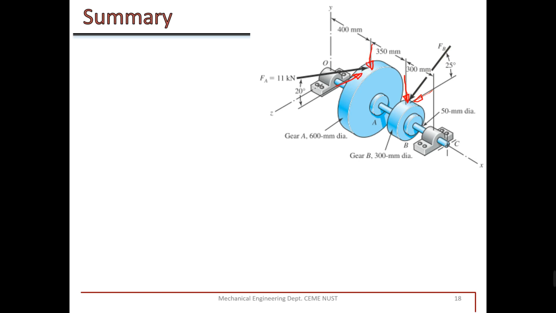The magnitude of FB is not given. It can be calculated, as we know that the torque transferred from this gear to this gear is the same. So 11 kilonewton cos 20 degrees is the horizontal force. That force multiplied by this R will give us torque, and that torque divided by this R will give us the horizontal force. From that horizontal force we can calculate FB by dividing it by cos 25, and once we have this force we can calculate its vertical component.